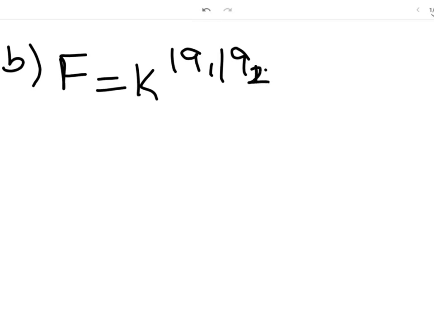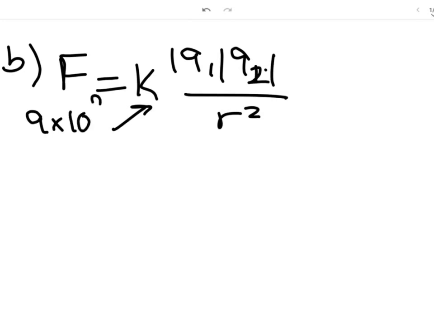Part B is a direct application of the formula in part A. The formula is F is K Q1 Q2 over R squared, where K is the proportionality constant, which is 9 times 10 to the power of 9. I'm gonna give you a minute to answer the question and then I'm gonna come back.